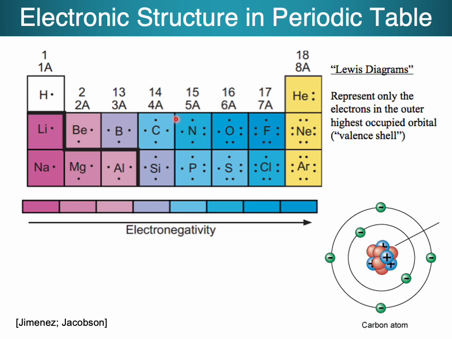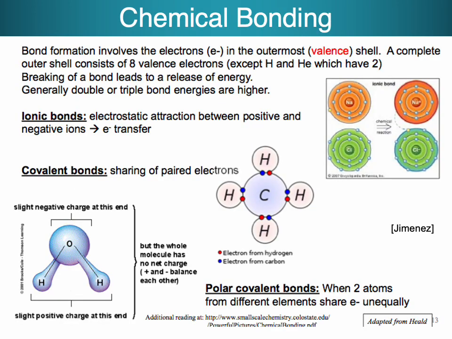So these diagrams here are called Lewis diagrams. But they are basically a representation of the electrons in the outermost highest occupied shell, or we call it the valence shell, all right? So bond formation actually involves the electrons in the outermost or valence shell, and a complete outer shell consists of 8 valence electrons, as I've just mentioned, except, of course, hydrogen and helium, which only have 2.